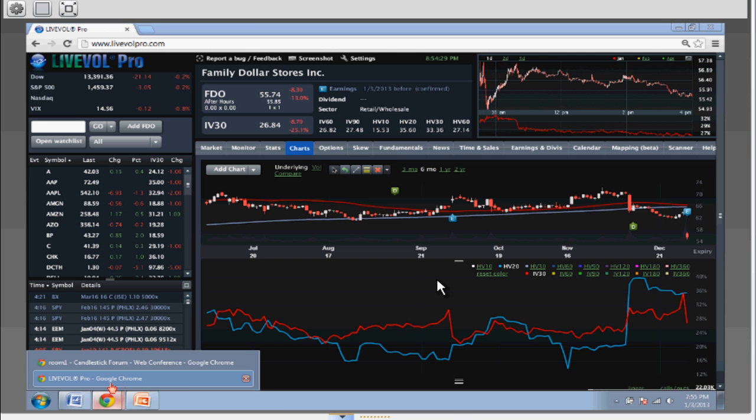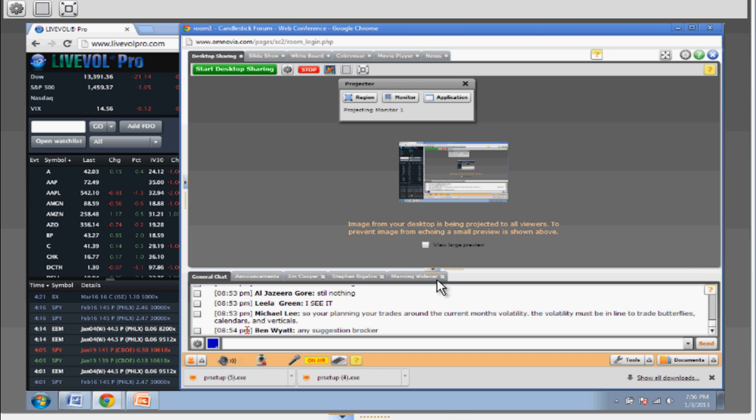You guys see that? So you're playing your trades around current month volatility. The volatility must be in line to trade butterflies, calendars, verticals. Absolutely. Absolutely. I would never trade an option without looking at what the volatility of the option was first.